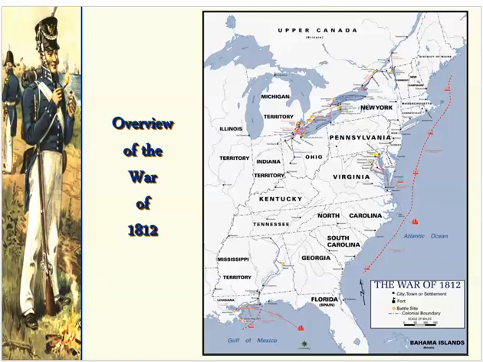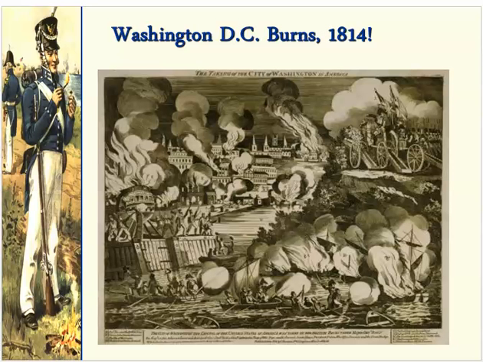So here's a map of the battles of the war itself. You can see most of it takes place in the Great Lakes region of the Northwestern Territory, with the exception of one big battle down in New Orleans. But the vast majority of it is up in that Great Lakes region. Now, the war doesn't go very well for us. In fact, on August 24th, 1814, as you can see depicted here in the picture, the British actually move into Chesapeake Bay and onto the U.S.